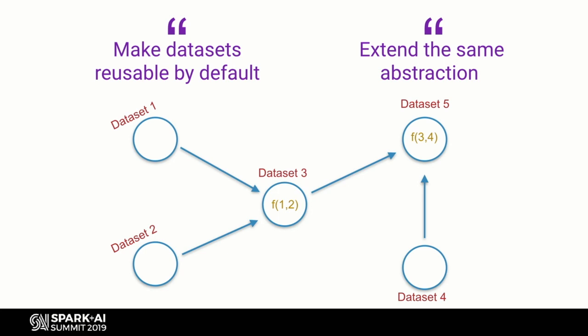And we can actually extend this abstraction later. We can use a function on top of another function, for example. If you look at dataset 5, it's applying a function on top of the parent node. And as you can see, this is a DAG of dependencies, right? One dataset depends on another.